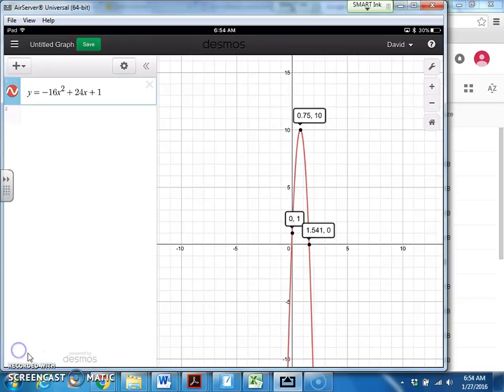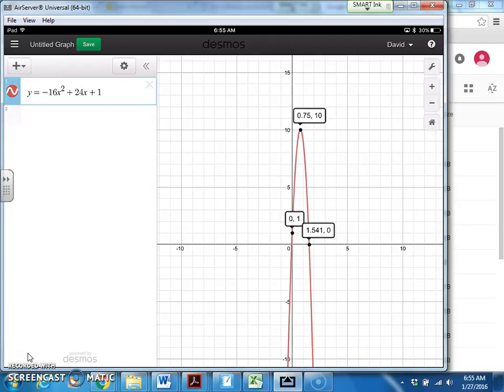So here we have the Desmos screen. You can see the equation is in the upper left. Notice my window is basically 10 by 10 by 10. And then I've highlighted the important points. So we got the maximum at negative 0.75 for x and 10 for y, so a maximum height of 10. And then it hits the ground back at 1.541, so it traveled about a second and a half.